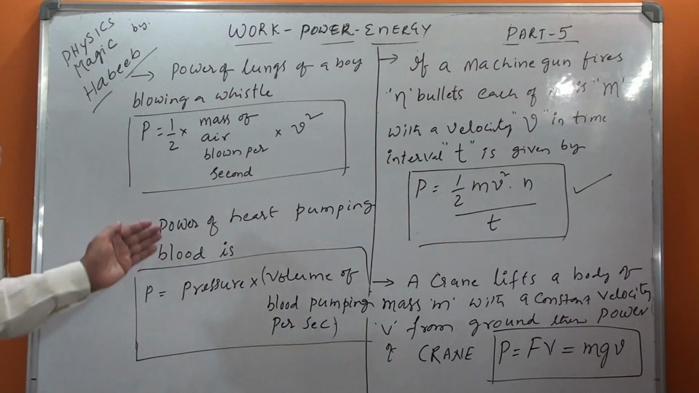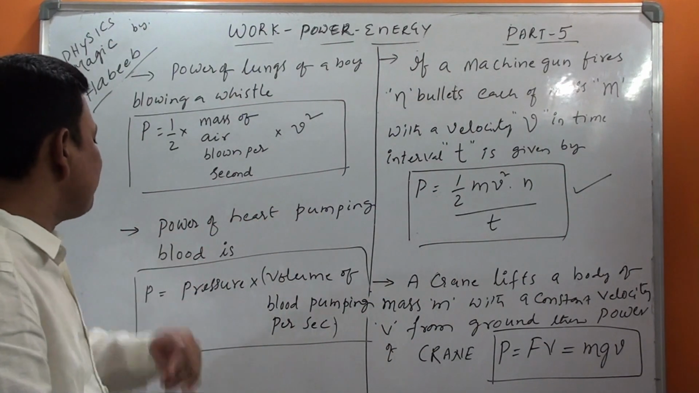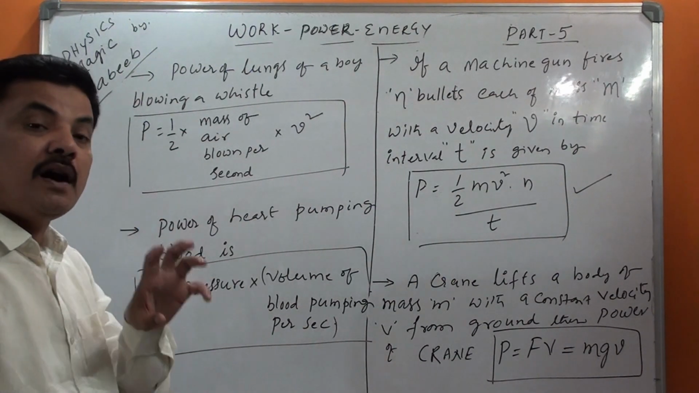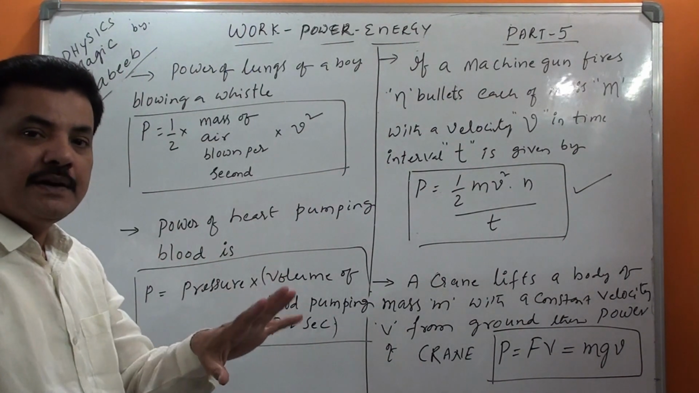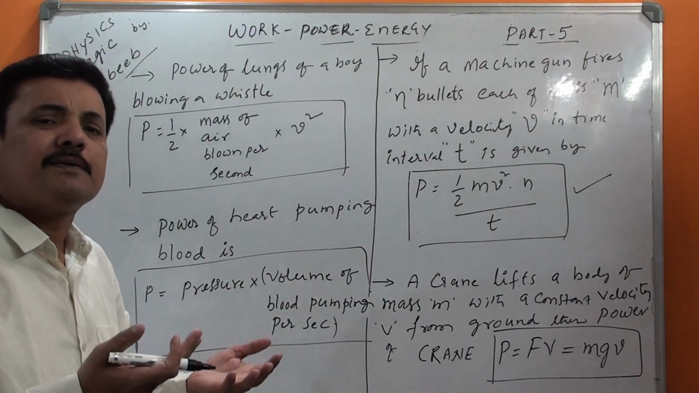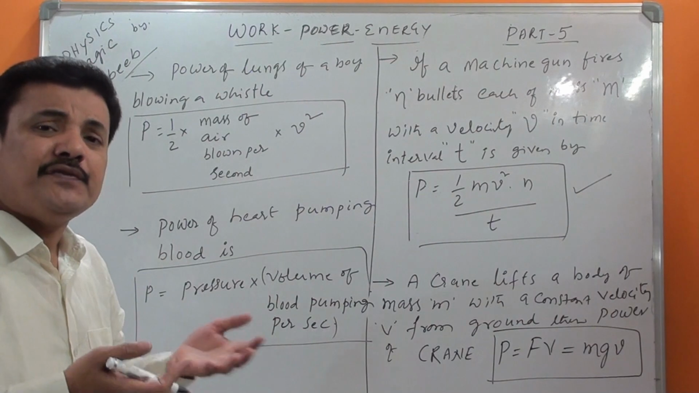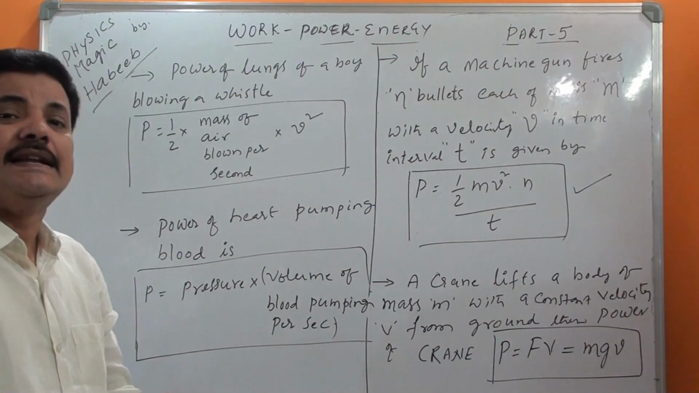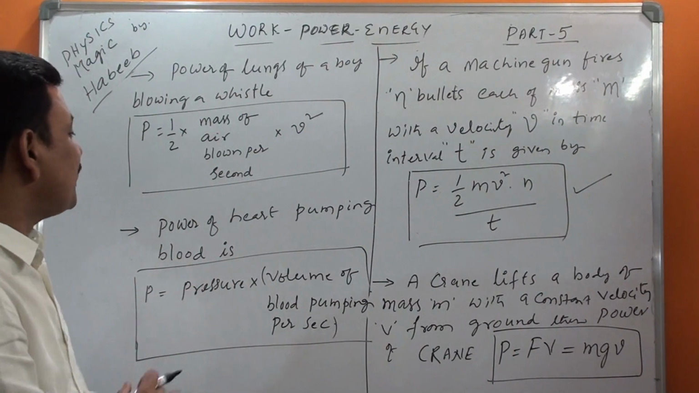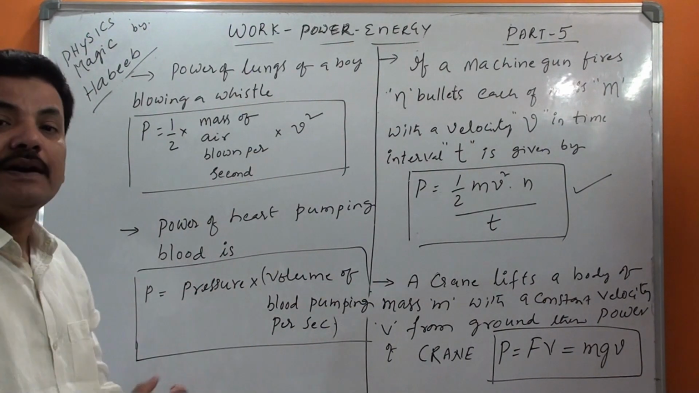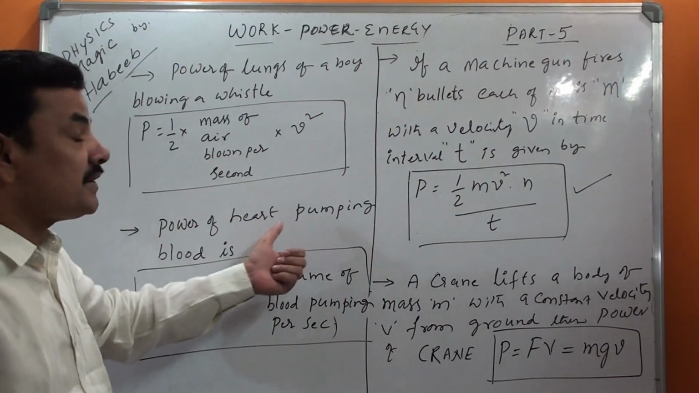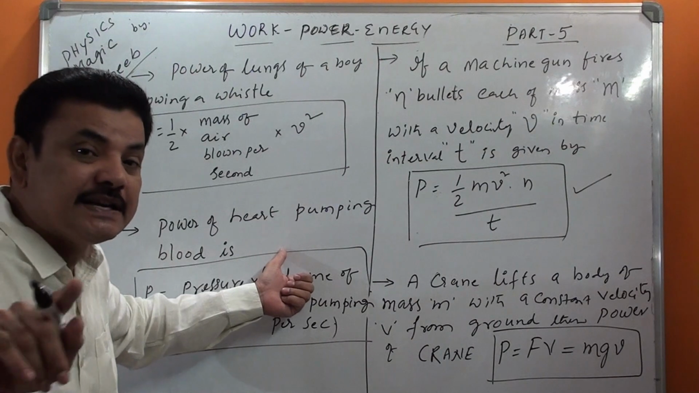Then the next question: the power of the human heart pumping blood. You know well the human heart pumps blood. Then what is the power of the heart? Because sometimes, you know well, the heart becomes weak, then they feel a lot of drowsiness and giddiness. So if the power of the heart is good, then automatically they will be very active. Now to find the power of the heart, this is also a previously asked NEET question.